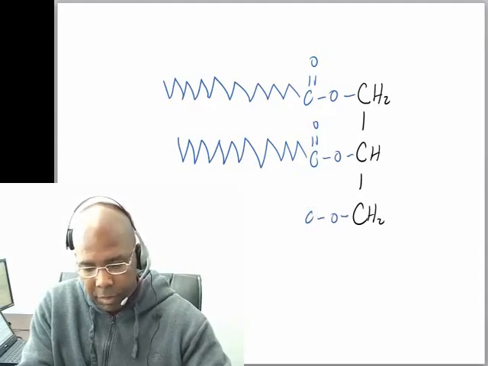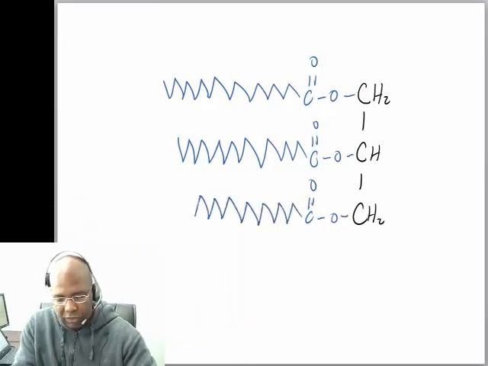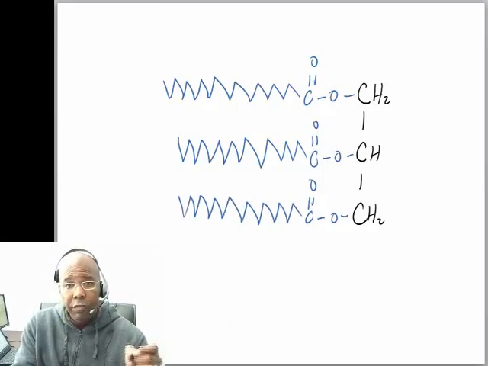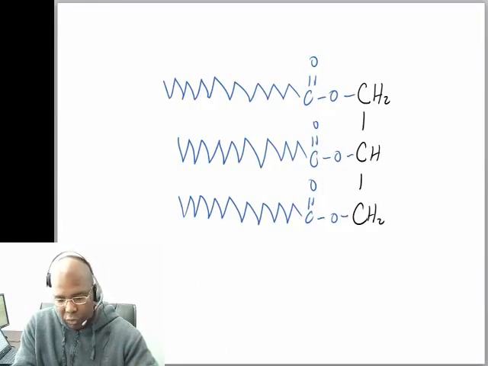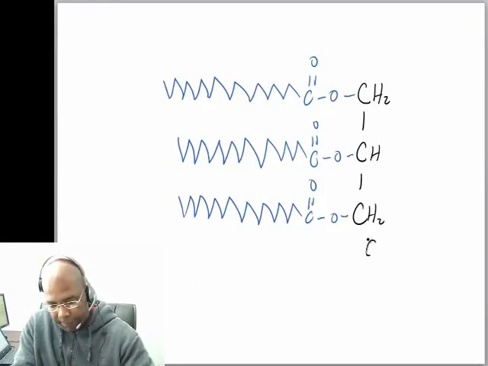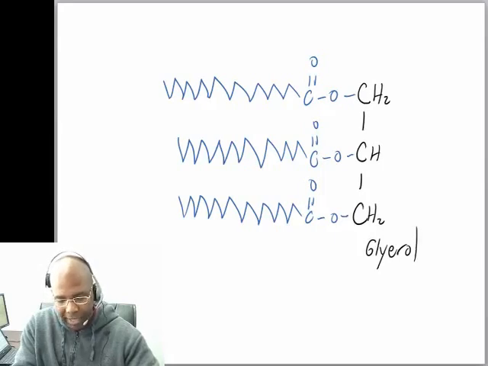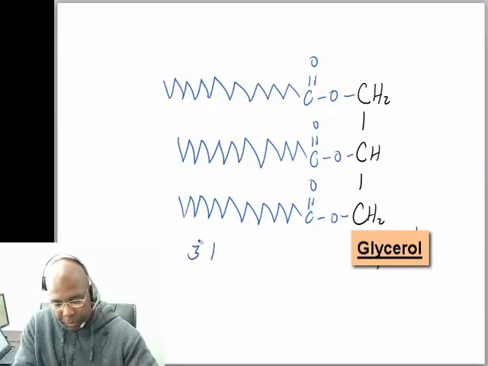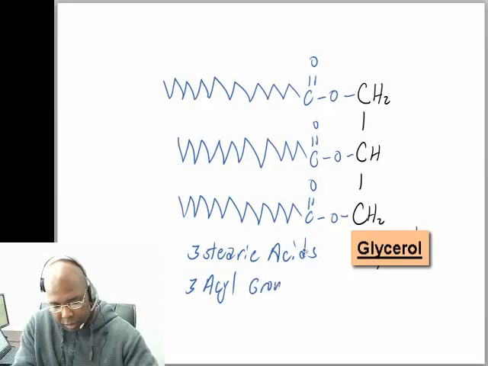Double bond O. 2, 3, 4, 5, 6, 7, 8, 9, 10, 11, 12, 13, 14, 15, 16, 17, 18. And so on all of these, we have stearic acid, and all of these are glycerol. And so in here, this is the glycerol backbone in black, and in blue we have 3 stearic acids, or we have 3 acyl groups, or we could say these are 3 stearoyl groups.